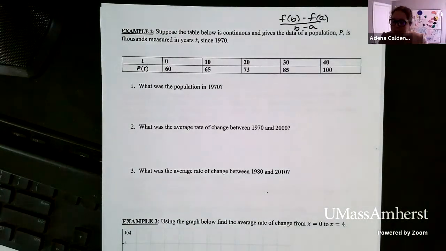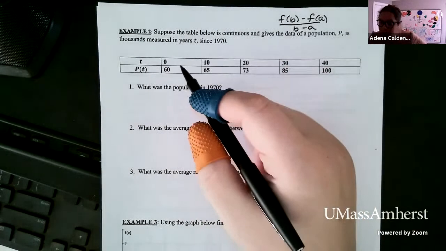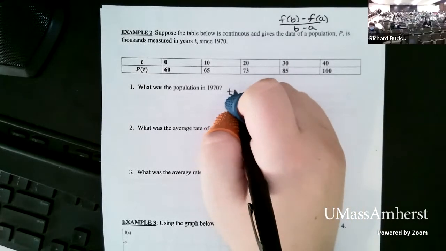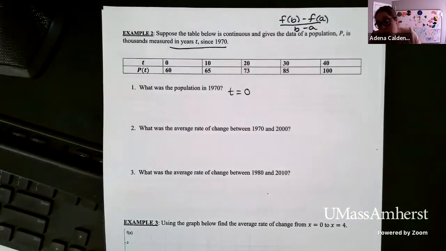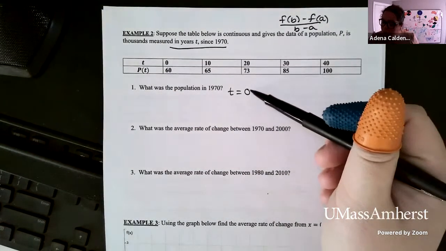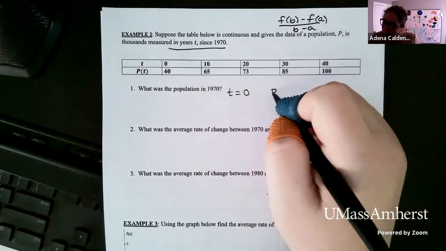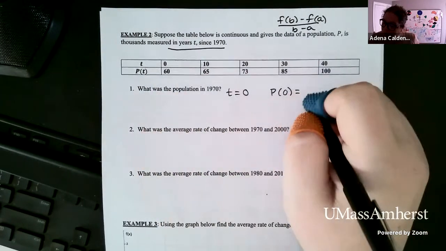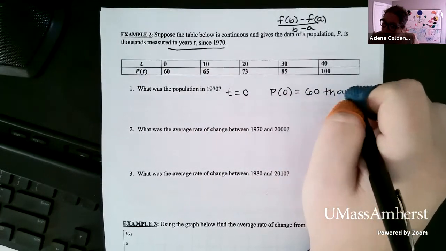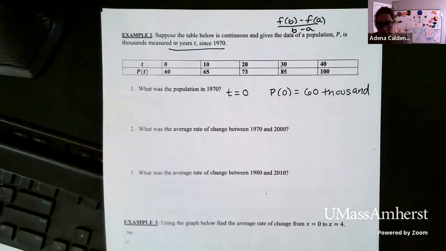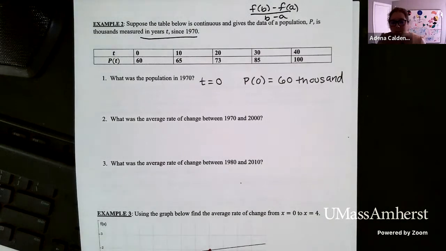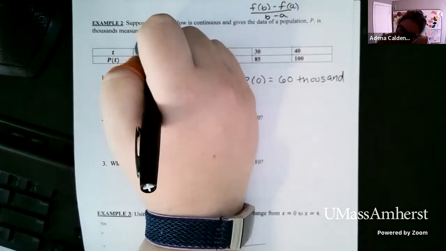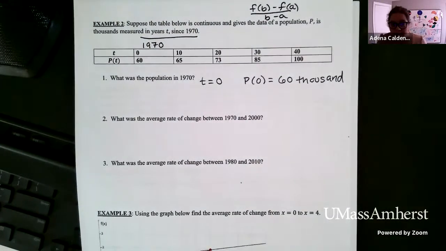All right, so let's go through these. The first question asks, what was the population in 1970? What we need to look for here is time equals 0, since t is in years since 1970. If we want to know what's happening in 1970, we're really interested in what's happening at time equals 0. So the population when time equals 0 is going to be 60,000. You can either write 60 and then the word thousand, or write the number out as 60,000, which means the same thing. That's going to be the population in 1970.